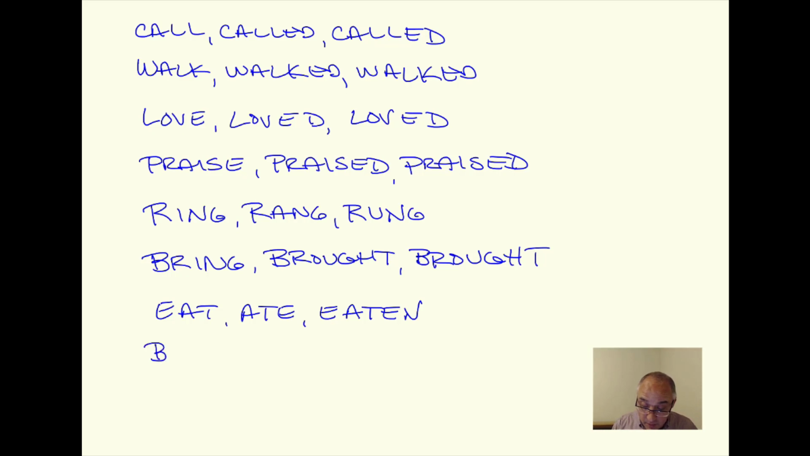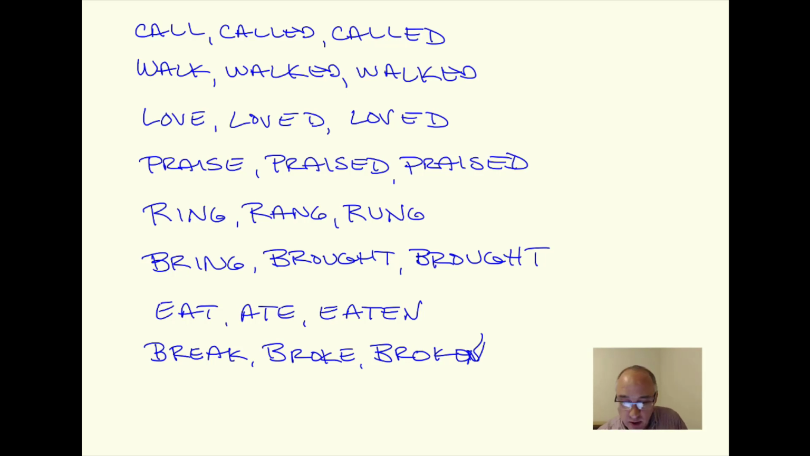Break, broke, broken. Again, these are the verbs. This is the way in English we might want to present verbs to students who don't speak English. And we can get everything we need from that. Today I ring, yesterday I rang, the bell rung, I have eaten.